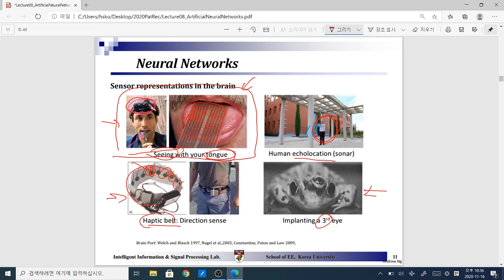For example, once again here, the brain is learning to see by means of sensation through the tongue. And here, the brain is learning to see by means of hearing. And here, the brain is learning navigation, or having this sense of direction, by using this magnetic compass that is worn around the waist.